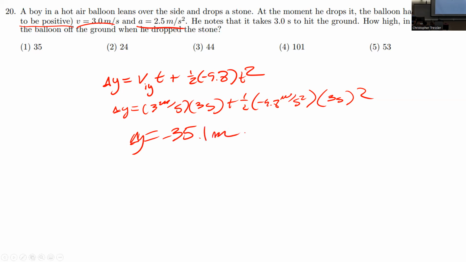Now, does that make sense? Think about that for a second. We know that 35 is the answer, but does it make sense that it's negative? Yeah, it does, because the hot air balloon's in the air, and earlier we defined down to be negative. So if we take the magnitude of this, the distance is equal to 35.1 meters. That's our answer right here.